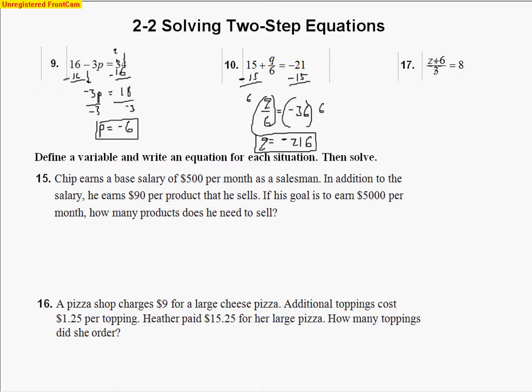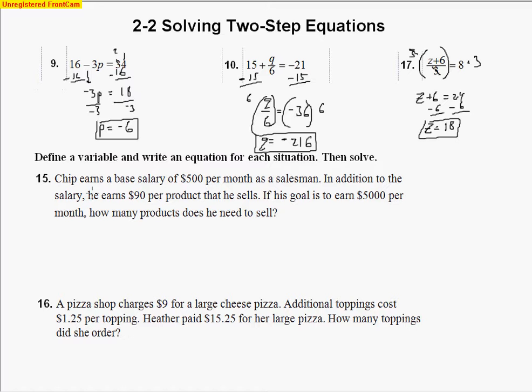This one, the fraction bar is underneath both terms, so what you're going to do is multiply by that denominator. So on both sides you do that, and that'll cancel out the 3 underneath the z plus 6. So I rewrite z plus 6 equals 24. So I'll go ahead and subtract the 6 from all sides to leave me with z equals 18 in this case.